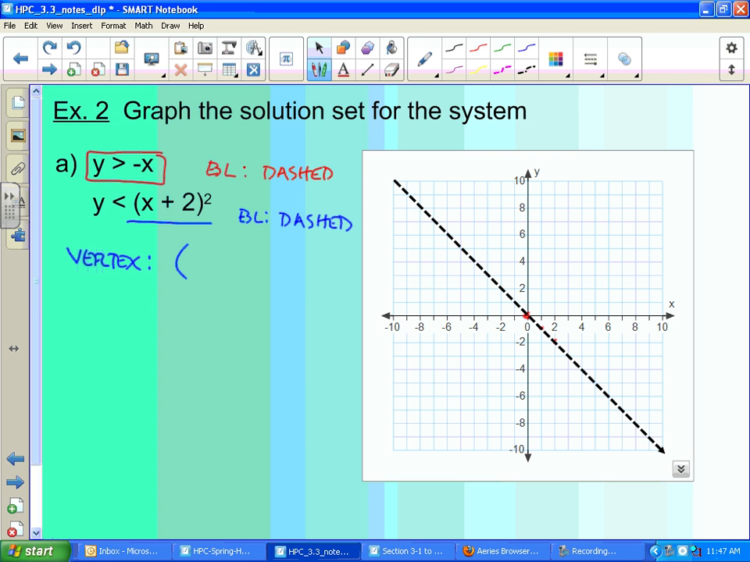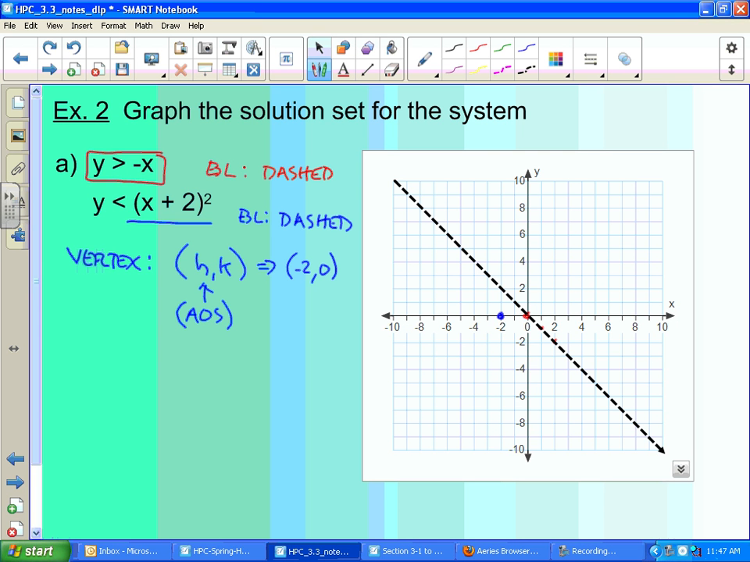This is in vertex form, where I can actually physically see a couple things here. One of the things I can see is the h, k, which is your vertex. And in this case, my h, k is (-2, 0). So there's my vertex. And because we have a vertex, we also know the axis of symmetry. So if I were graphing this thing, we know that I have a vertex of (-2, 0). We'll go ahead and put a starting point there. It's going to be a dashed line because of that boundary line.